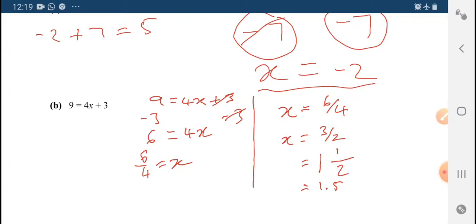So does that really work? So let's check it. I'll substitute the value of x. 4 times 1.5 is 6. 6 add 3 is 9. So it does work. So it's always a good idea to substitute this value back into the original equation just to confirm that you've got the right answer.